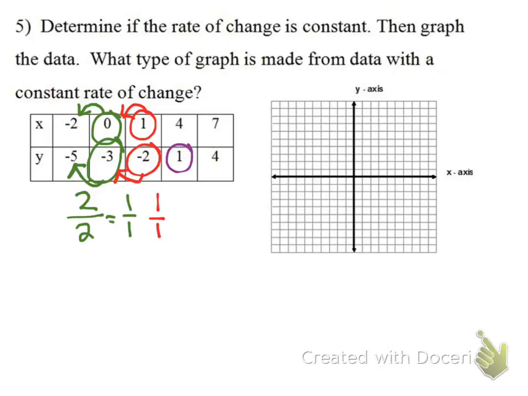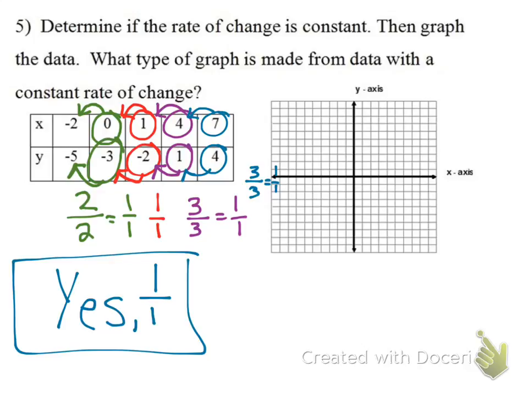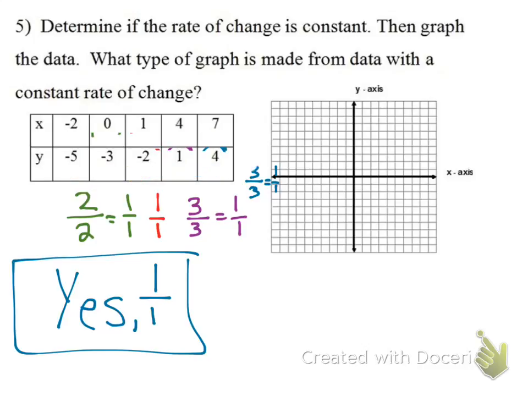Next, we have 1 minus a negative 2. That's like 1 plus 2, that's 3. And 4 minus 1 is also 3, which again will reduce to 1 over 1. And the same thing happens on the last one. We get 4 minus 1, that's 3. 7 minus 4, that's also 3, which would reduce to 1 over 1. So do you guys agree that there is a constant rate of change here? Yes. And that rate of change is 1 over 1. So that's the first part of the problem. Do you guys have questions?